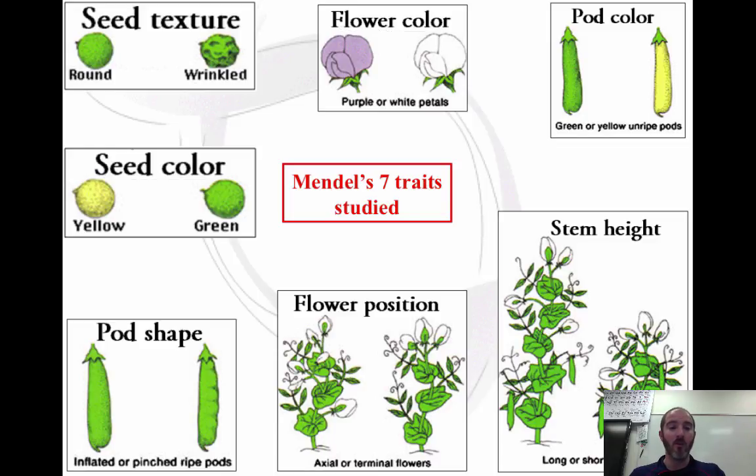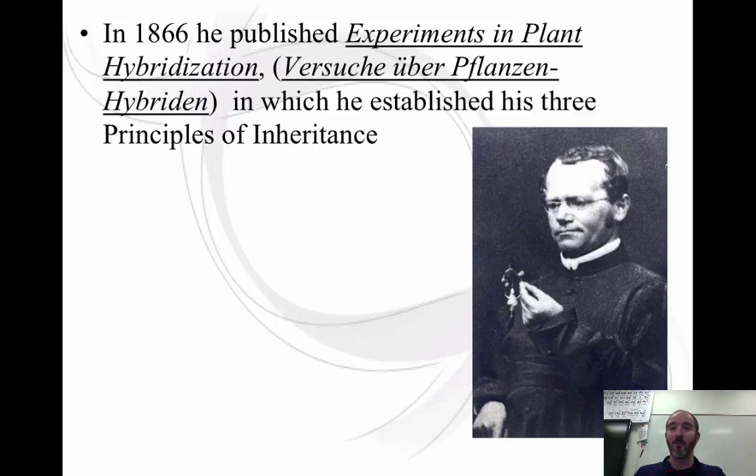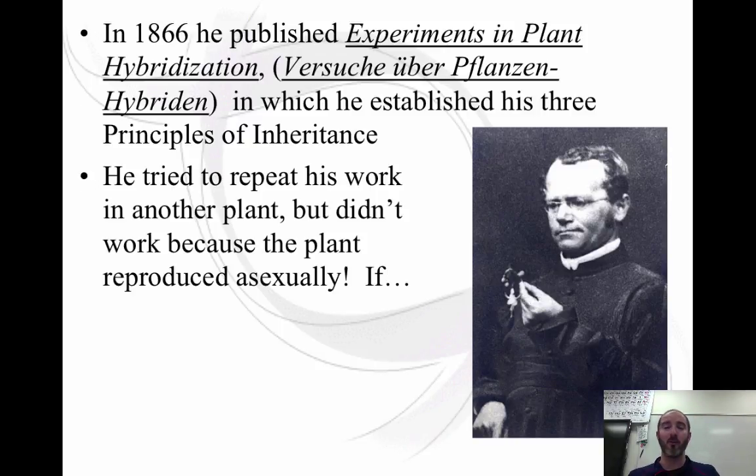Right, and so it's these 7 traits that he studies in this lineage of pea plants that helps him determine the patterns of inheritance. So he publishes his results in which he establishes 3 major principles of inheritance, and we'll mention those as we move through material in this unit. But the thing of it is, he couldn't repeat this work because on accident he kind of had selected a plant that reproduces asexually, and so you do not get that recombination of the genetics from one generation to the next, and so he could not confirm his results in the subsequent plant that he tested.